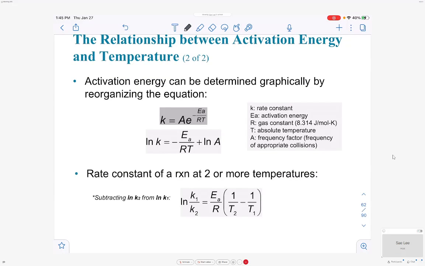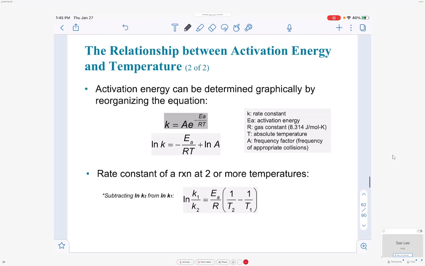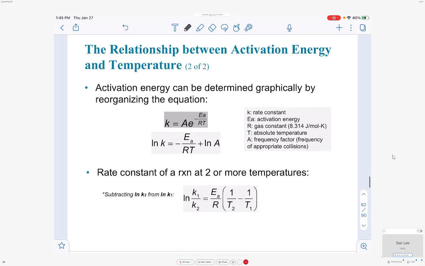Okay, so we can calculate the activation energy by manipulating the Arrhenius equation. This is the Arrhenius equation. By taking the natural log of both sides, we get this expression: natural log of k equals negative activation energy over RT plus natural log of the frequency factor.